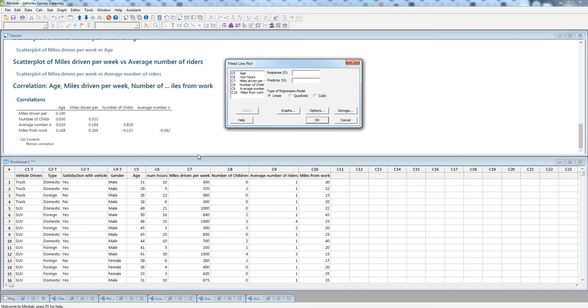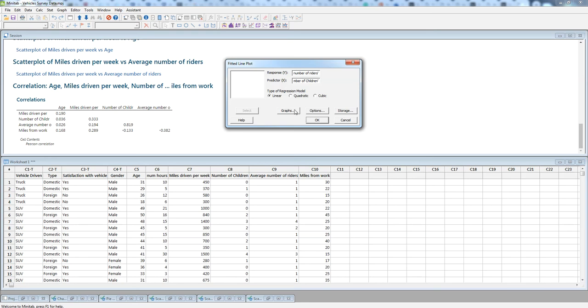In case you didn't follow that discussion I just did, I said I want to use whether or not you have another child, number of children, to predict or change the average number of hours you drive. So the thing I'm going to be predicting is my response variable, and that's my average number of riders. And then number of children. So number of children is going to affect your number of riders, definitely.